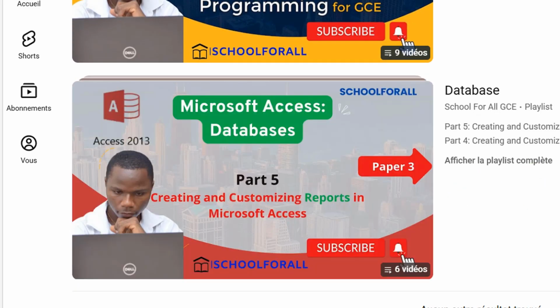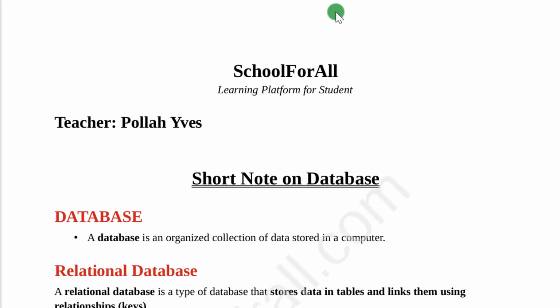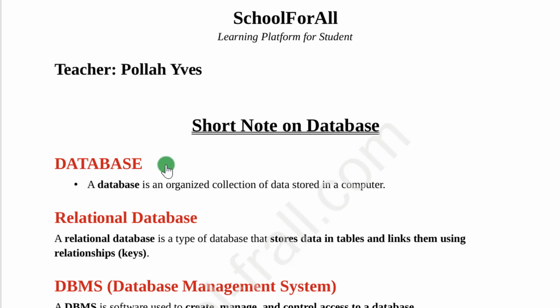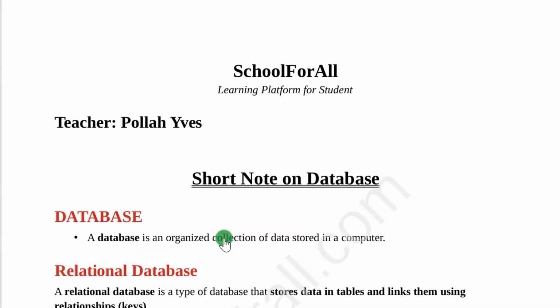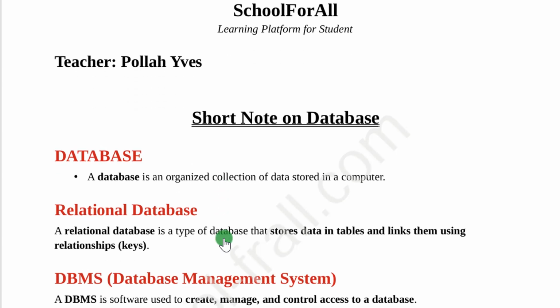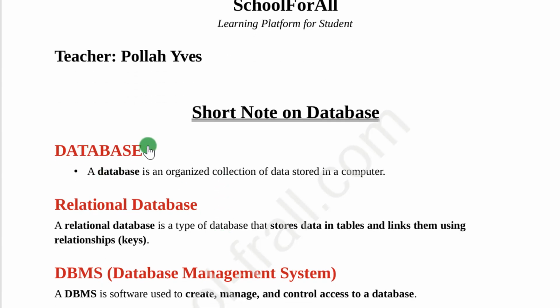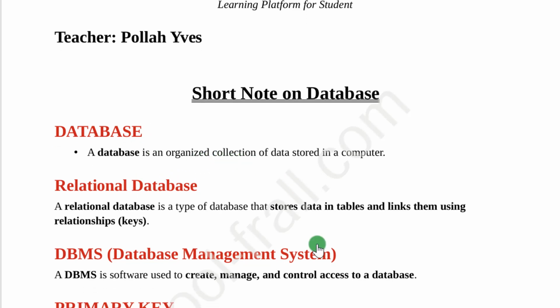Good. Now before we start with this year 2024, I want us to go through some keywords, or let me say some key terms, very important when we are working on database. So the first thing here is database. You need to know what a database is. A database is an organized collection of data stored in a computer. Generally, we talk about organized collection.